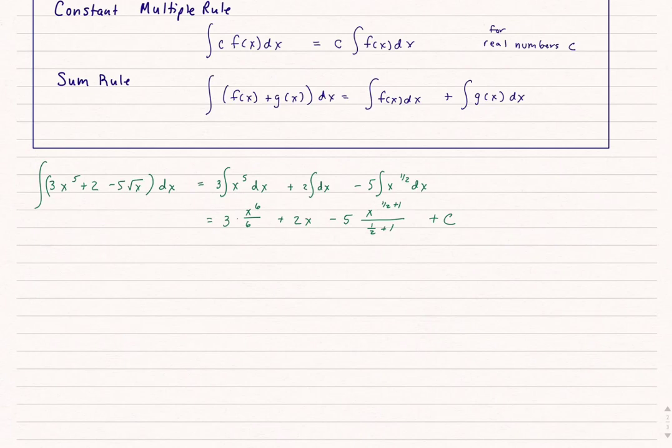The integral of x to the 5th dx is x to the 5 plus 1, or 6, divided by 6. The integral of dx is simply x. The integral of x to the 1/2 is x to the 1/2 plus 1 divided by 1/2 plus 1, and I'll remember my plus c. Let's go ahead and simplify this, and now I've gotten it down to my final simplified answer.